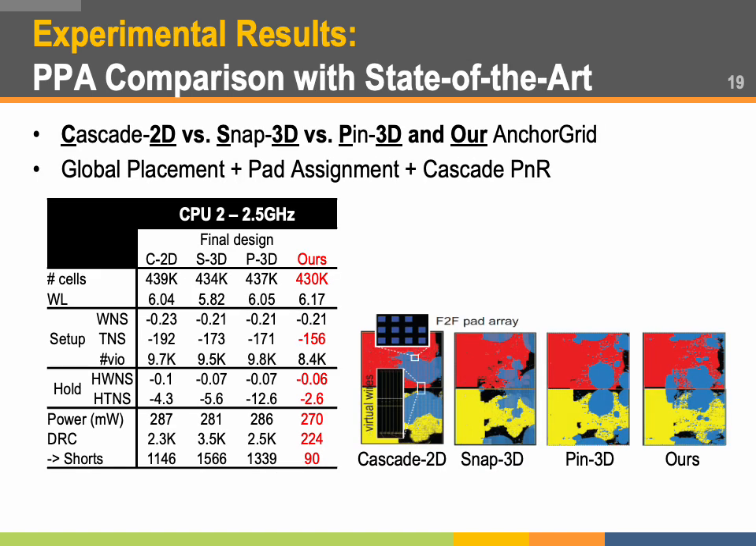We perform the global placement using different options and conduct the PNR in the cascade fashion to ensure a fair comparison. Our results show that our framework achieves better timing performance, particularly for the hold timing, and significantly reduces the DRC violation compared to the other approach.